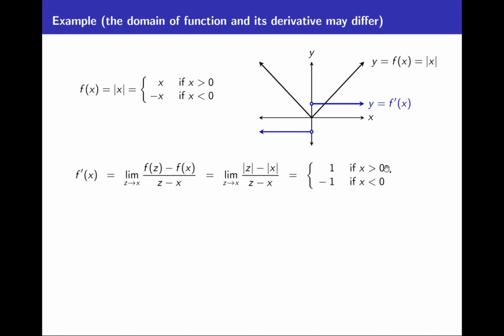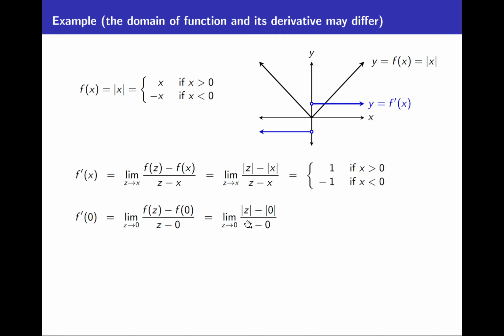So here we have a formula for the derivative, but it only works if x is greater than 0 or x is less than 0. Would it make sense to take f prime of 0? Let's see if we can figure that out. F prime of 0 would be the limit as z approaches 0 of f of z minus f of 0 over z minus 0.